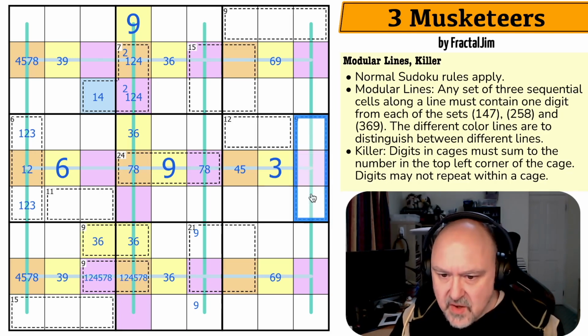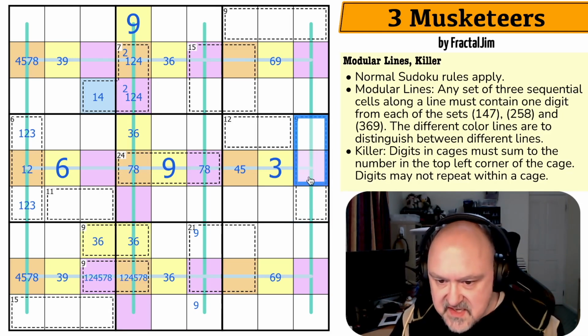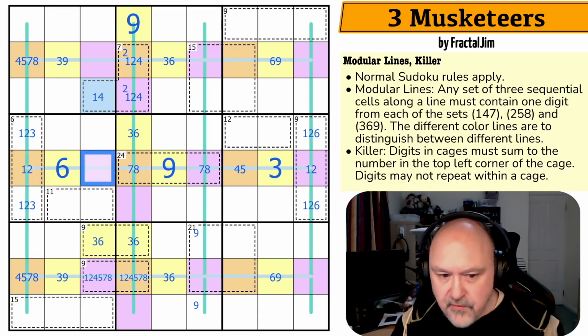So this is 1, 2, 6, because the only yellow I've got free is 6. This is a 1, 2, 6 cage. And this is not the 6. That's crazy. This is a 1, 2 pair. So this is a 4, 5.